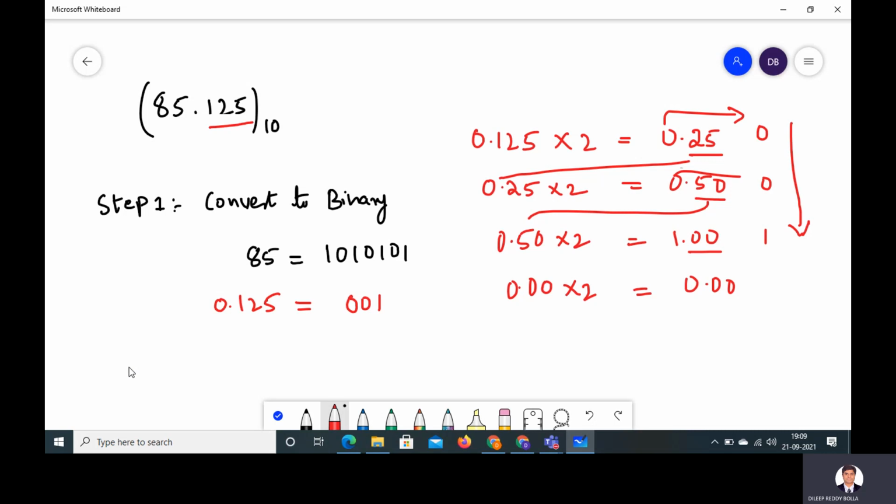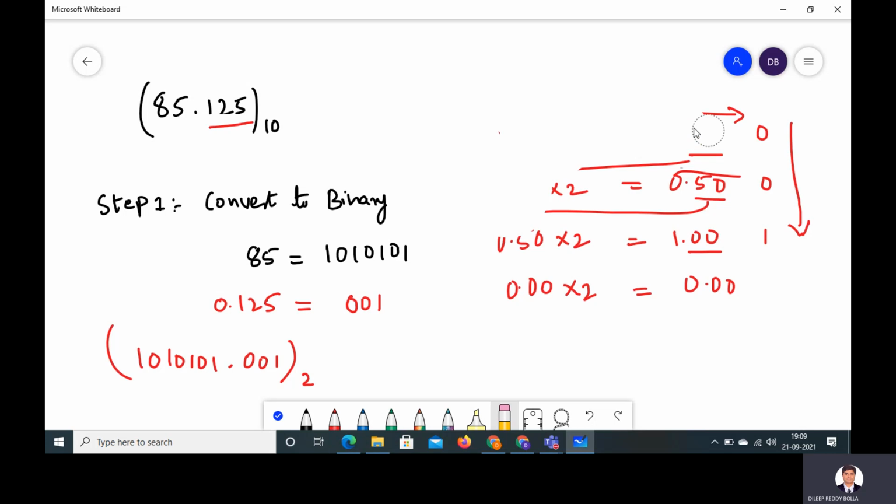So altogether, step one, let us conclude: it is 1010101.001. This is the equivalent binary value. So step one is done. Now what is step two? What has to be done next to convert this number into its equivalent IEEE standard format?